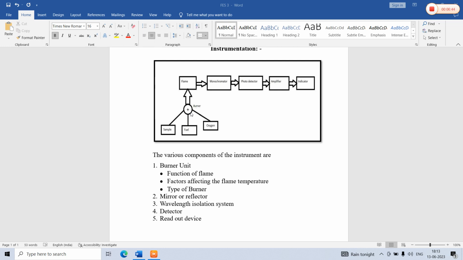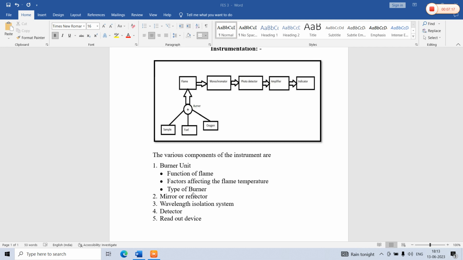The type of solvent utilized in the preparation of the flame is very important. The next one is the quantity of solvent entering the flame. What quantity of solvent enters the flame with the samples is very important because it affects the flame temperature. The last one is the type of burner used in the flame photometer. Type of burner is very important. So which types of burner are used in flame photometry or flame emission spectroscopy? That is the type of burner.